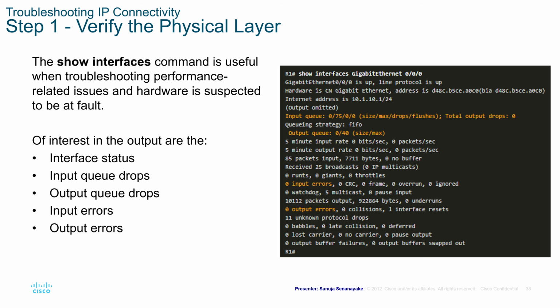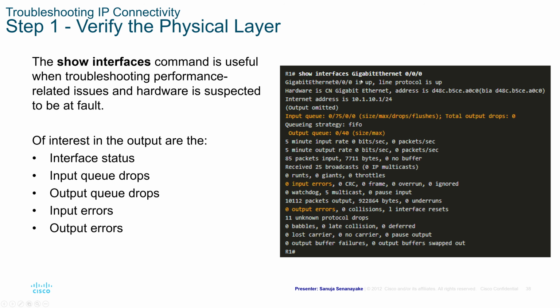So verify the physical layer. The show interfaces command is useful when troubleshooting performance related issues and hardware is suspected to be at fault. Of interest in the output on the right hand side here are the interface status, input queue drops, output queue drops, input errors and output errors. So on the right hand side we have run the show interface command.